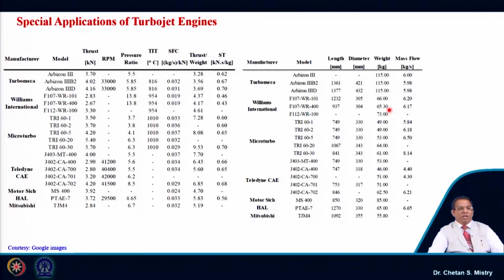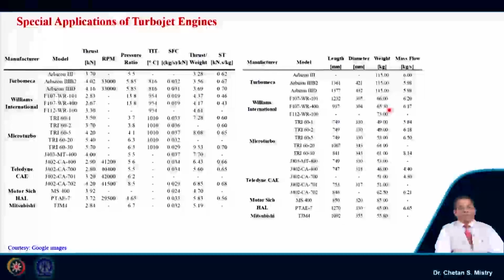Now, here if you look, there are a number of different companies that are making small engines also. Just realize, when I say engine manufacturing companies, the names that come to mind are GE, Rolls-Royce, Pratt and Whitney, Safran, MTU engines. But parallelly there are small companies making small engines also, like Turbomeca, Williams International, Micro Turbo, Teledyne. We also have our in-house development by HAL, and by Mitsubishi.